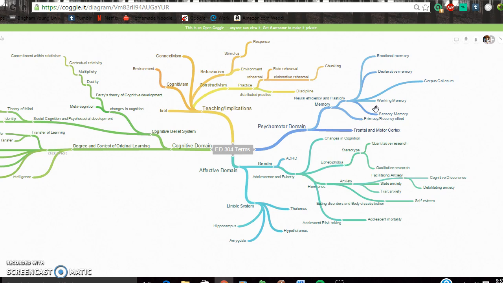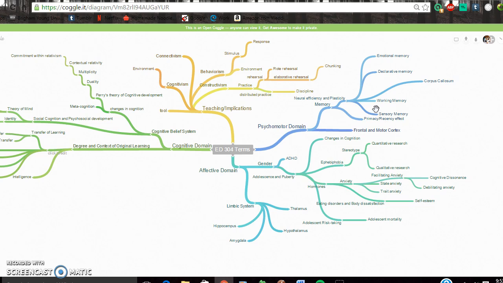So plasticity is the ability of the brain to change over time. It's the ability we have to change, to learn new things. Neural efficiency is how well our neurons work, and seeing if you can use fewer neurons to do the same thing than you would otherwise.